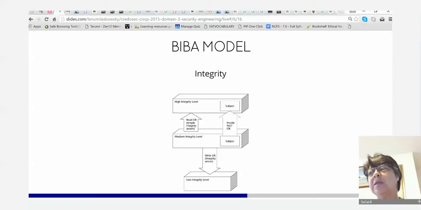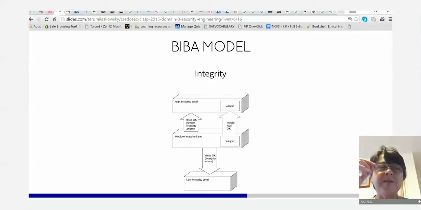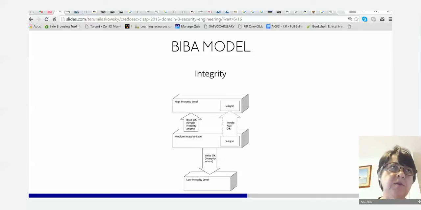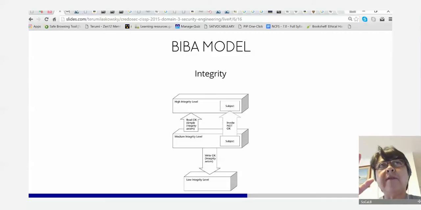So the lattices, the layers that you have here, are high integrity level, medium integrity level, and low integrity level. Take for example the case of the missile system. If you know the information to a mile, then you're at the low integrity level. If you know the missile accuracy to 50 feet, you're at the medium integrity level. And if you know the accuracy to feet, then you're at the high integrity level. The BIBA model is saying that people have to have access to the most accurate information.